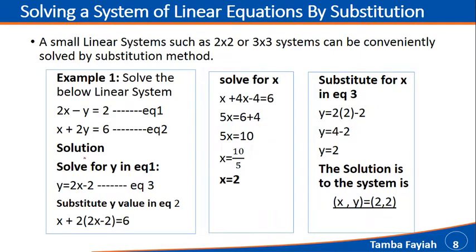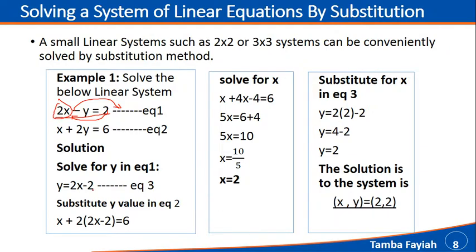To solve this system, let us start the substitution by making y the subject of equation 1. We take y across, making it positive y. The 2 remains where it is, and then we take the 2x from here and bring it over, making it minus 2x. So we get y equals 2x minus 2. We call that equation 3 because we want to reference it later.